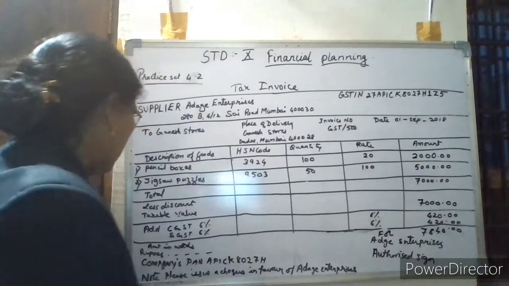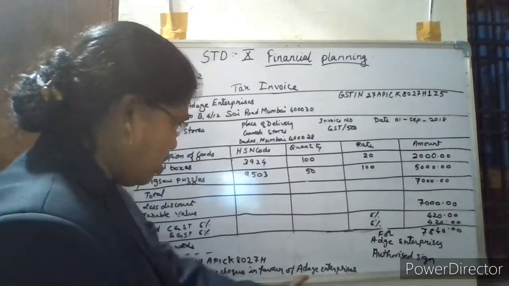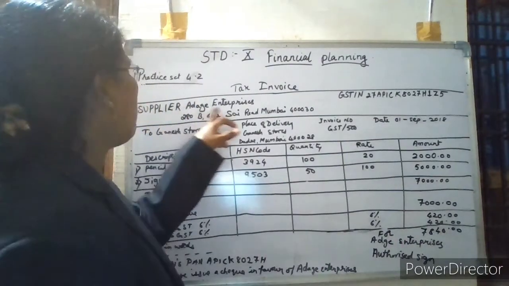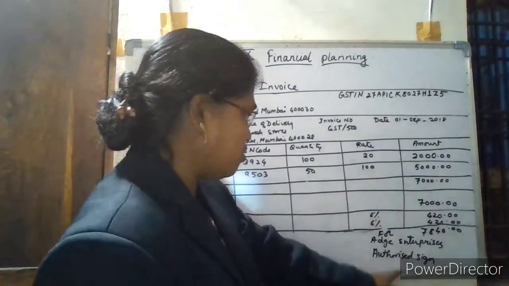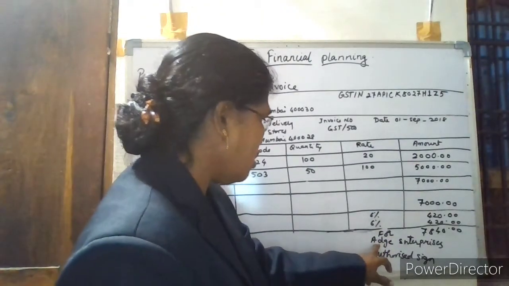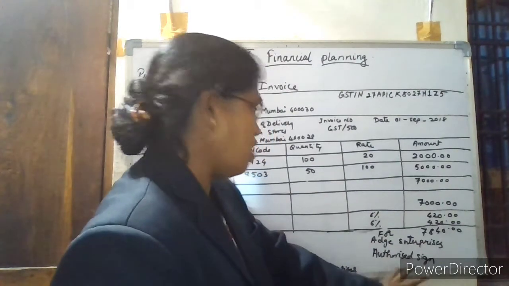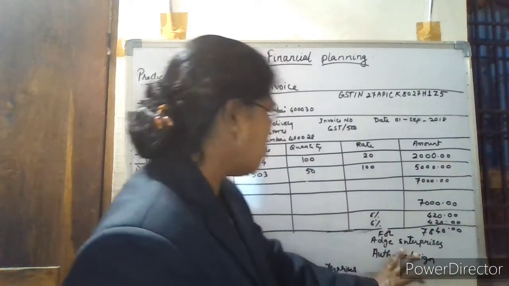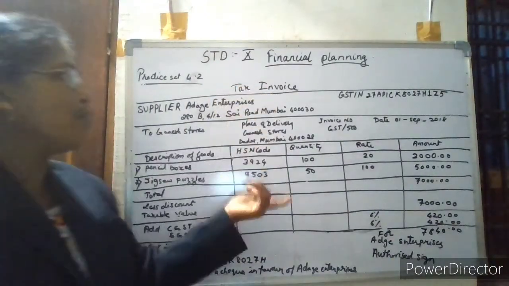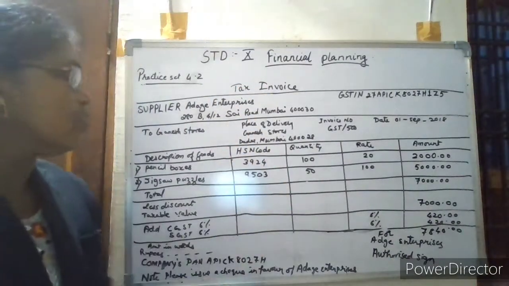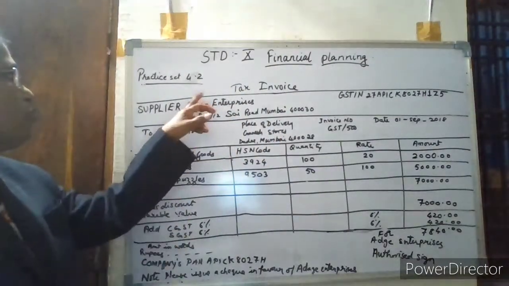Then in the note you have to write: please issue a cheque in favor of the name of the supplier here, name of the supplier as it is. Then first the signature must be written: for Adgi Enterprises, authorized signatory. Authorized sign must also be written. So this is the way you have to prepare the tax invoice for business to business, that is, the B2B tax invoice.